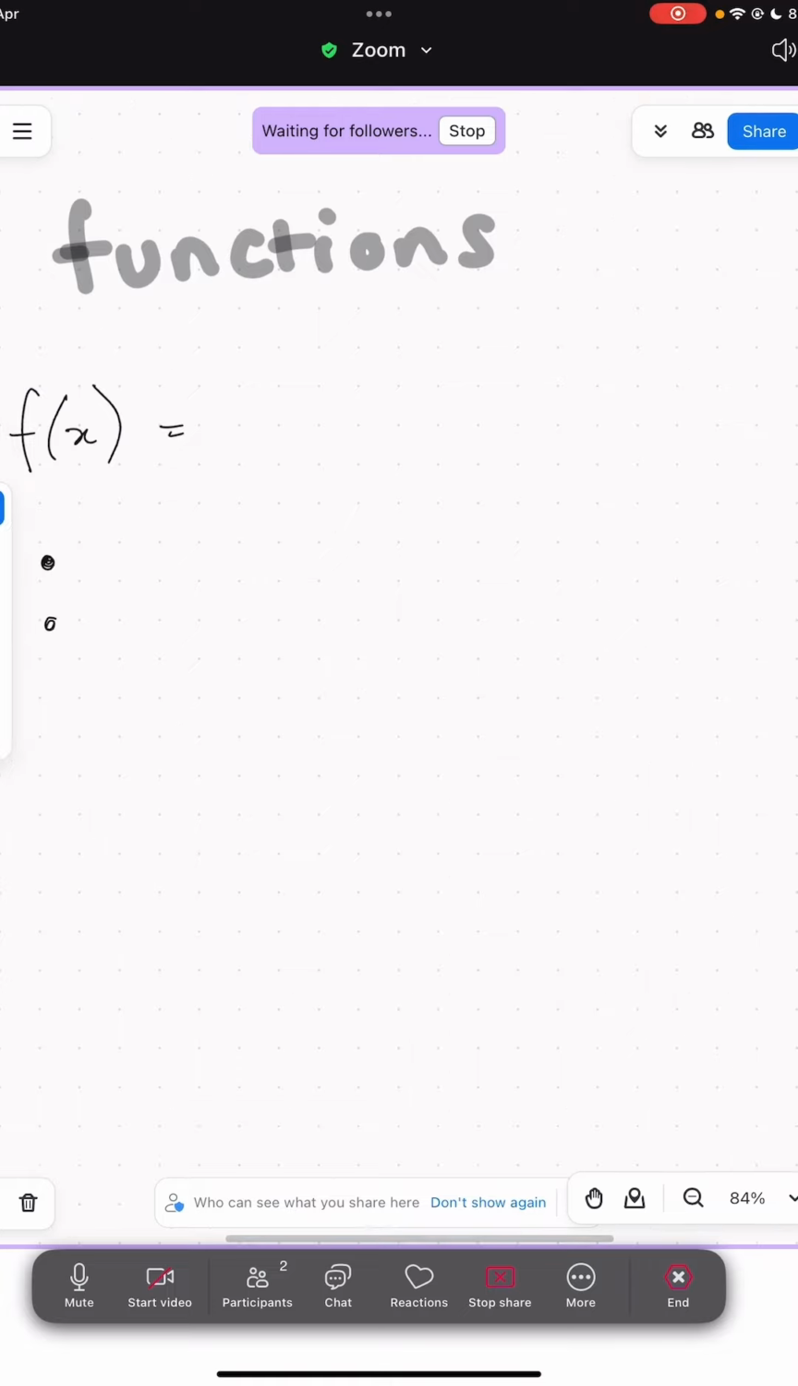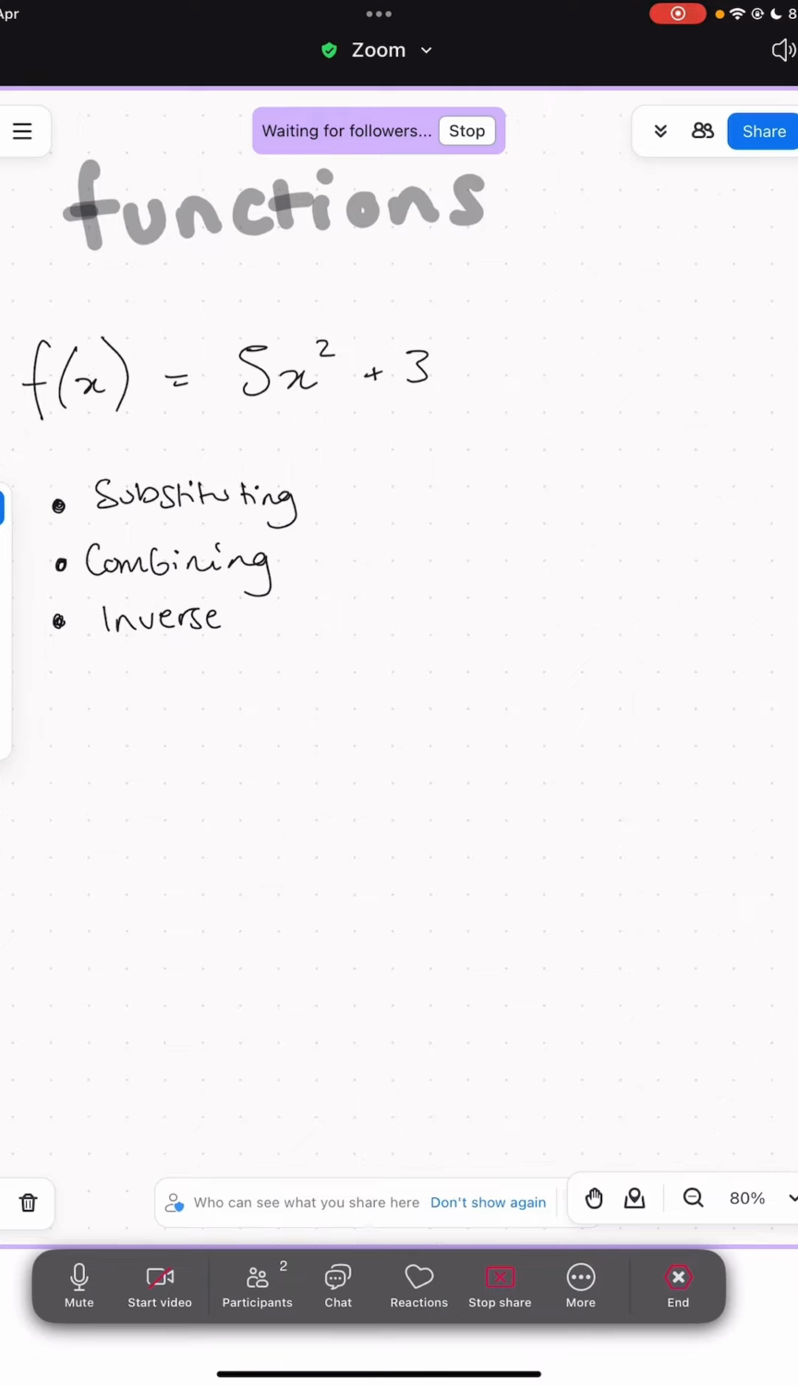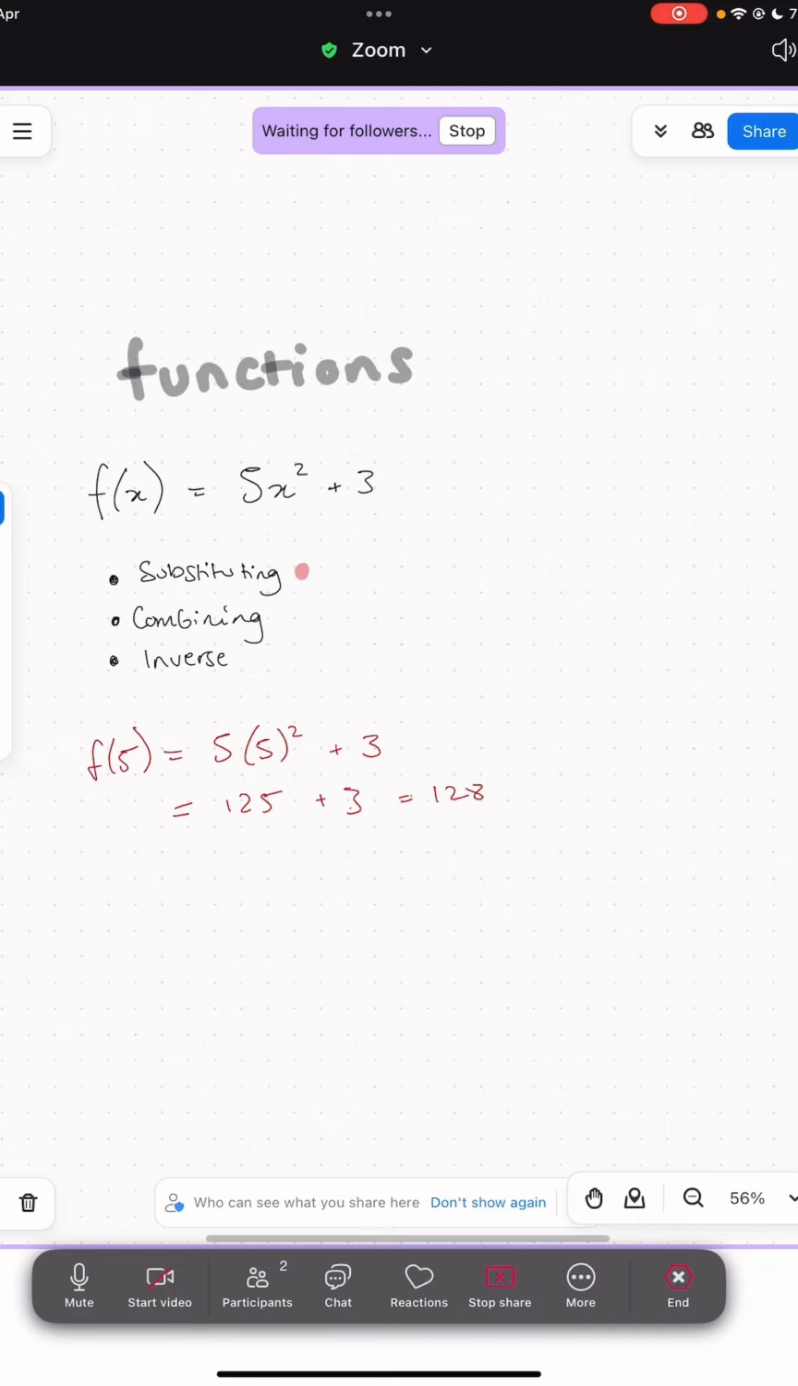Now at GCSE, there are 3 types of questions you can be asked. These are substituting values into functions, combining 2 functions together, or finding the inverse of a function. To do a substitution, we'll find f of 5. All this involves is swapping all the x's for 5's. So swapping that x for a 5, 5 squared times 5 plus 3 gives us 128.